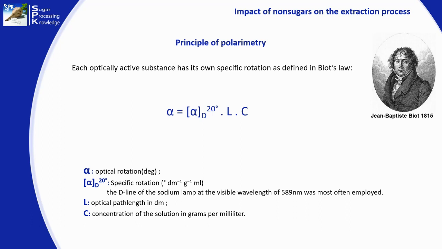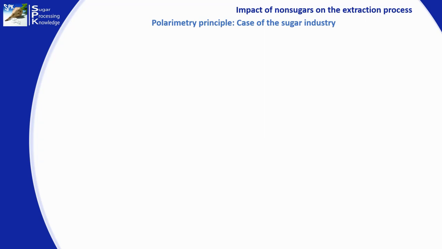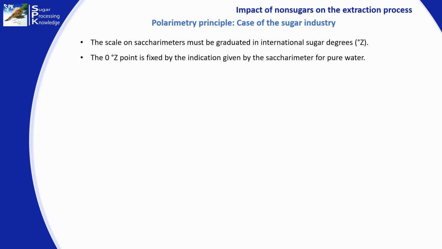In the particular case of the sugar industry, polarimeters are called saccharimeters. ICUMSA, the International Commission for Uniform Methods of Sugar Analysis, has defined a saccharimetric scale graduated in international sugar degrees. The 0 degrees Z point is fixed by the indication given by the saccharimeter for pure water.